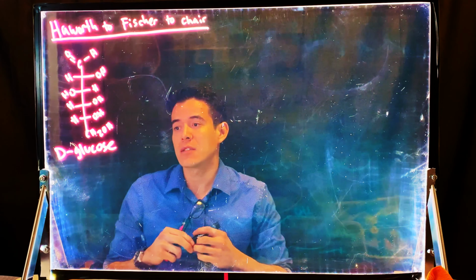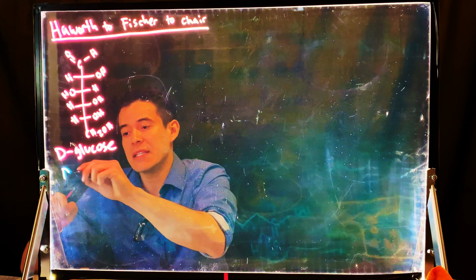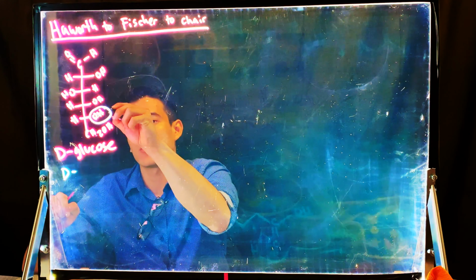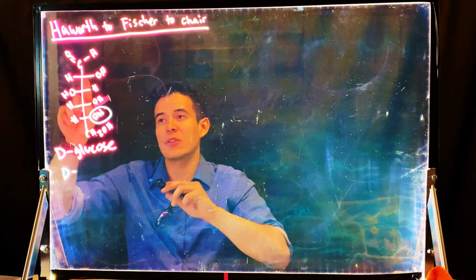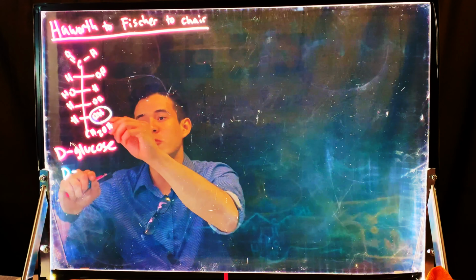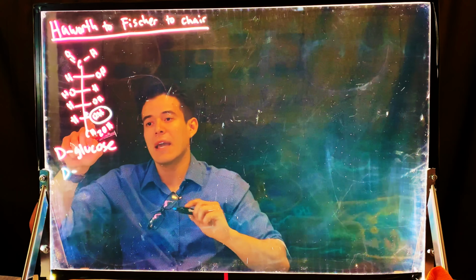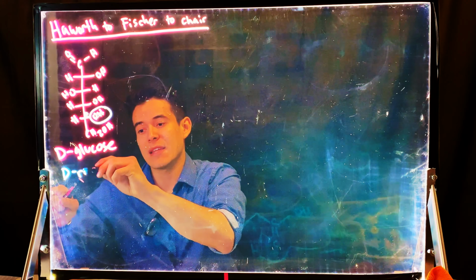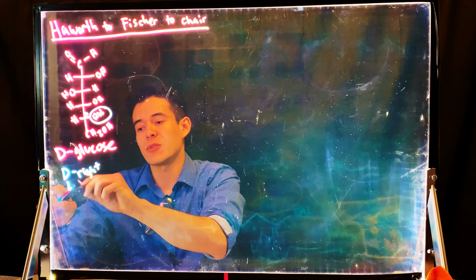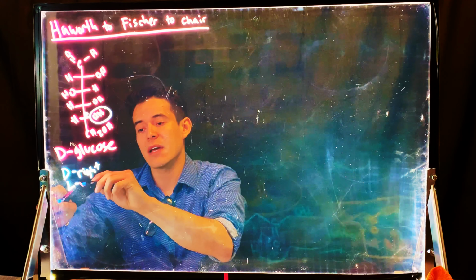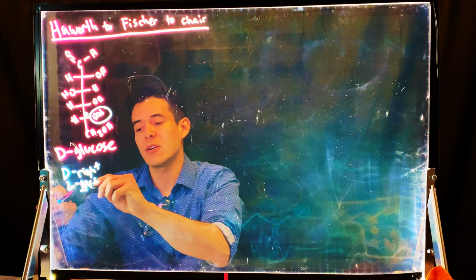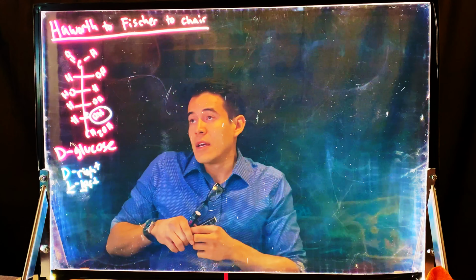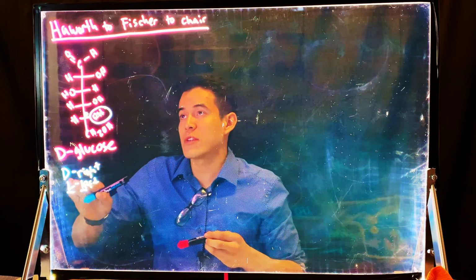How do we know it's a D glucose? When it's D, we're going to be looking at the stereocenter that's furthest away from the carbonyl group, which is right here. And we're going to look to see if our OH group is on the right. That would give us D. And if it was on the left, that would give us L. So L for left. Okay, so this is our Fischer projection.